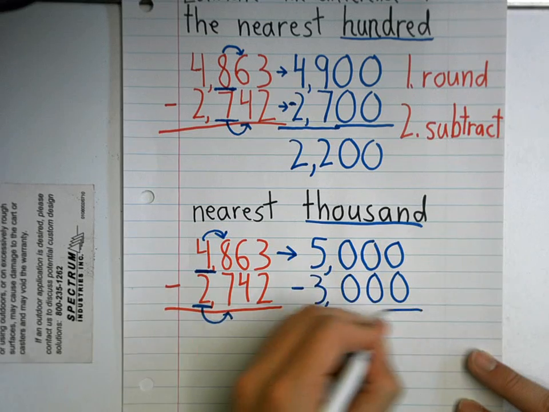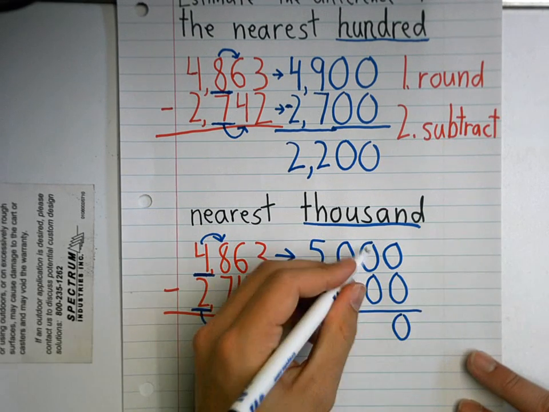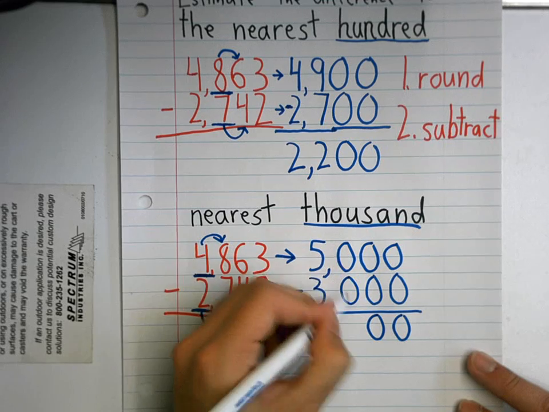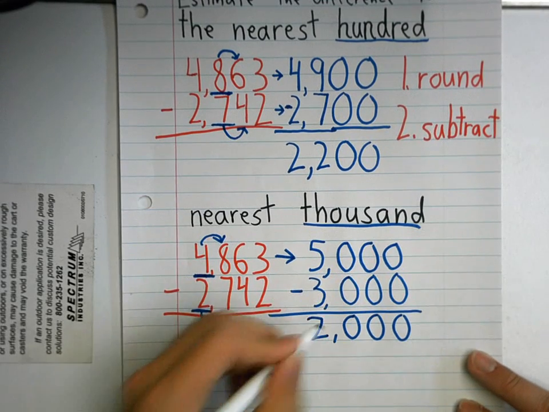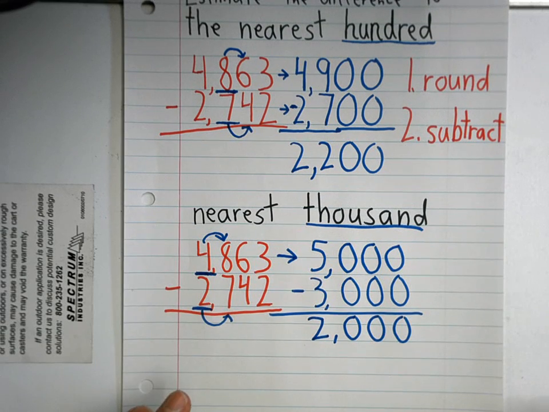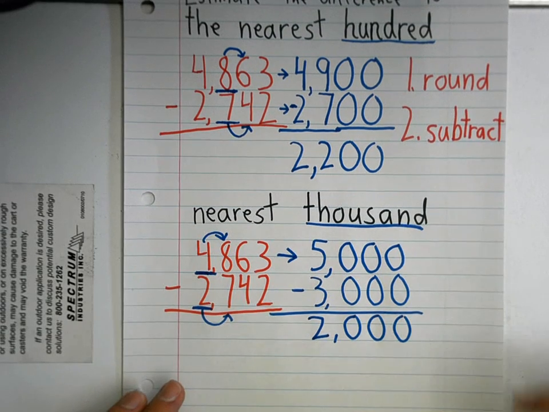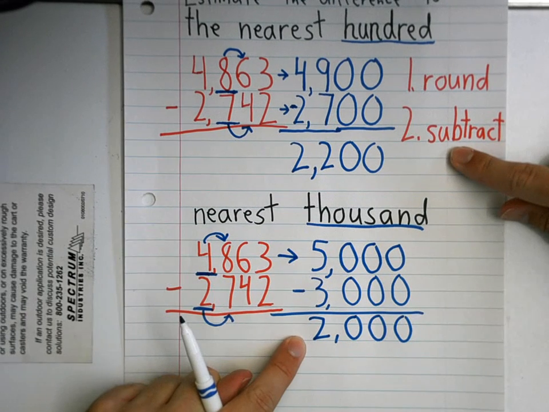Then I'm going to subtract lots of zeros, which makes it nice. 0 take away 0 is 0. 0 take away 0 is 0. 0 take away 0 is 0. 5 take away 3 is 2. So what's kind of neat is when we round it, we estimated the difference to the nearest 100. It was pretty close to when we estimated the difference to the nearest 1,000.